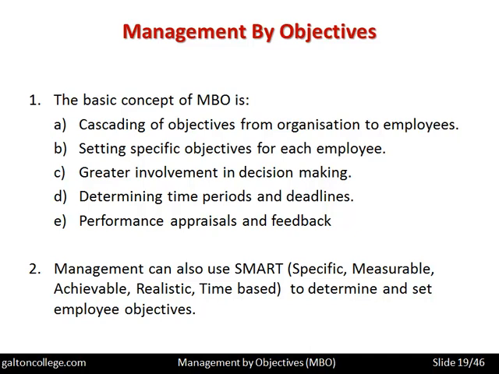Management can use the SMART framework in all of this. SMART is dealt with in separate videos, but it simply means specific, measurable, achievable, realistic and time-based, and these can be used to determine the set of employee objectives. When setting employee objectives, they should be specific. They shouldn't be vague. If they're vague, nothing's going to happen. If the outcome of the appraisal system is to tell the employee to generally improve, that doesn't mean very much. It's not very well defined.